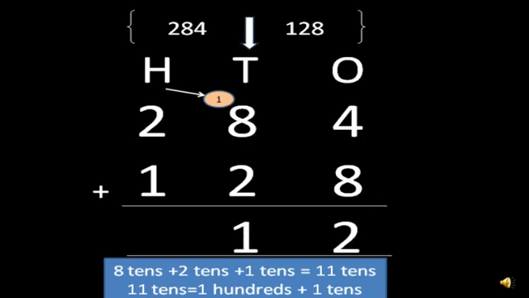We cannot write 11 under tens column. We write the tens number of the 11 under tens column and carry the hundreds number of the 11 to the top of the hundreds column.